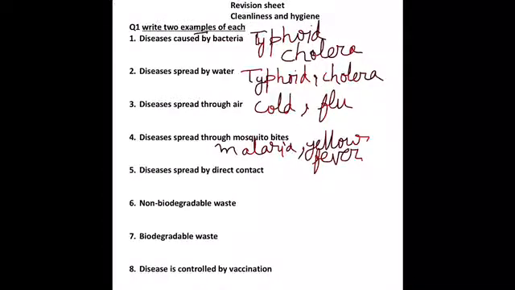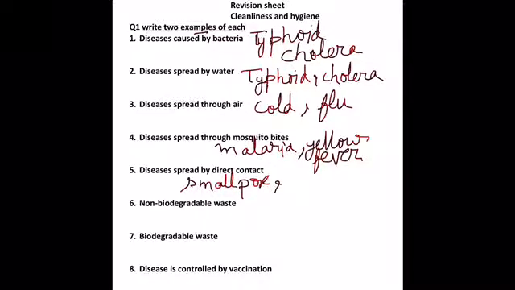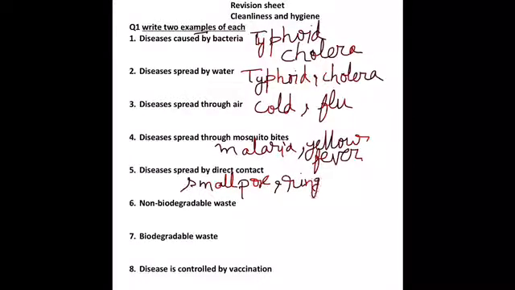Now the next disease is spread by direct contact. That means when we touch each other, then these kinds of diseases will be spread. So one is smallpox. Smallpox is a disease which is caused by direct contact when we touch each other. And another one is ringworm. Ringworm is another disease which is caused by direct contact.